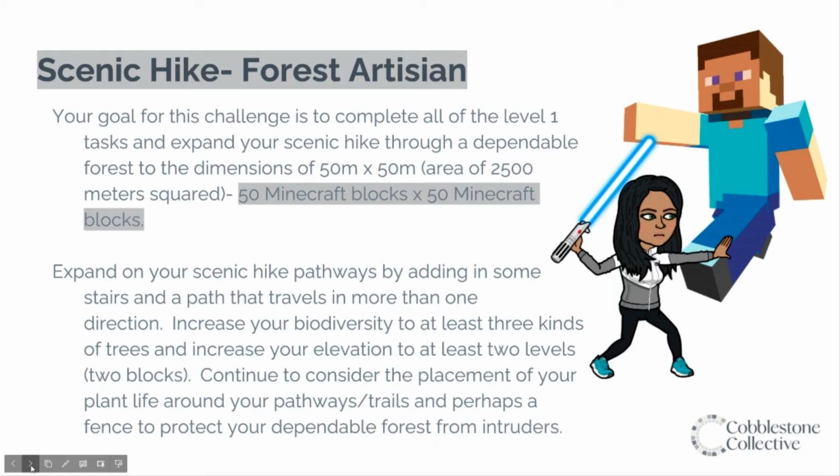I'm encouraging you to increase your elevation to at least 2 blocks, because here in British Columbia and Vancouver Island, we are very, very mountainous. Our land is not flat. It's not flat anywhere. So lots of different elevations, and some things to consider is maybe a fence to protect, because protected forests and protective parks are very much a thing, one of our sustainability practices.